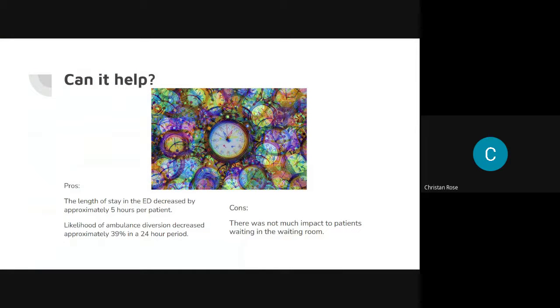So can it help? The results of this study showed that the length of stay in the ED decreased by approximately 5 hours per patient. So that is a big time savings there. And then also, as an indirect effect, they found the likelihood of ambulance diversion decreased approximately 39% in a 24-hour period. As far as cons, they found there was not much impact to the patients waiting in the waiting room.